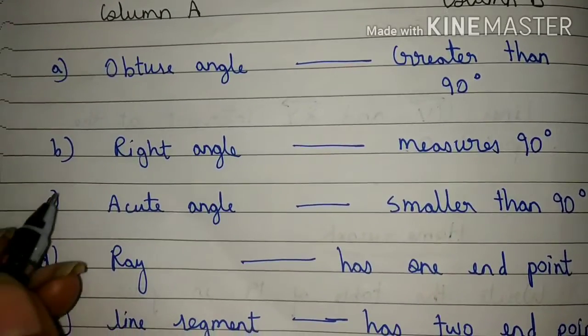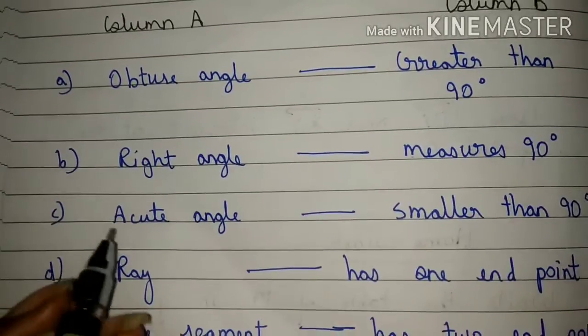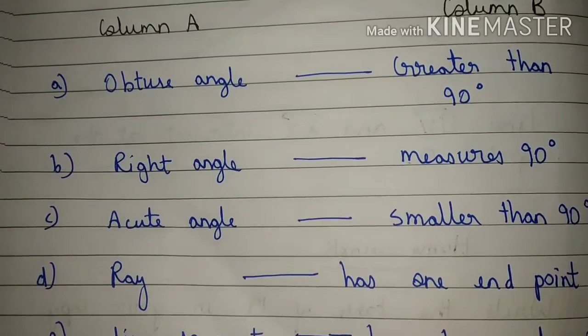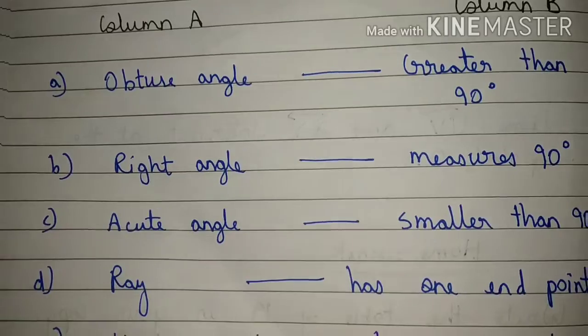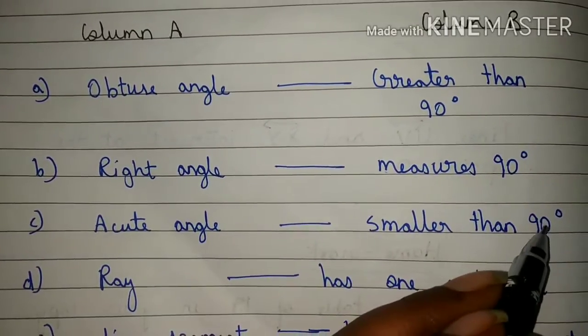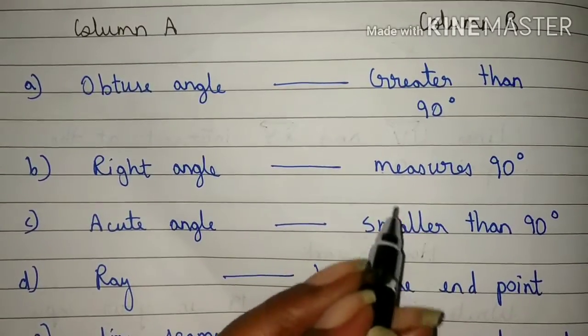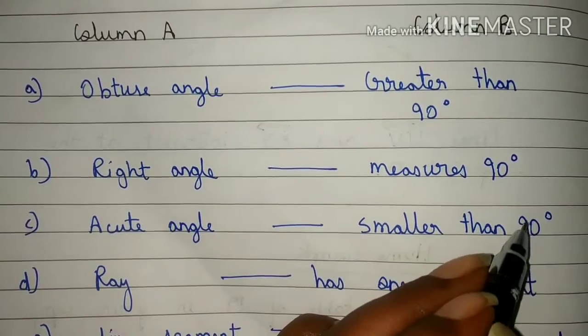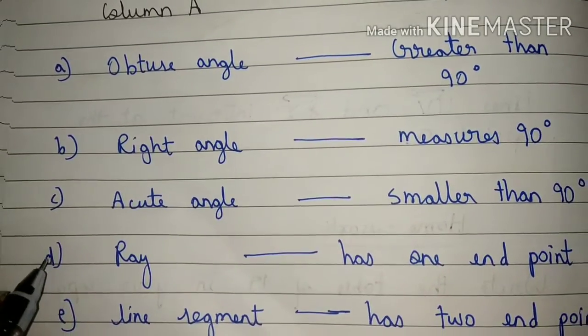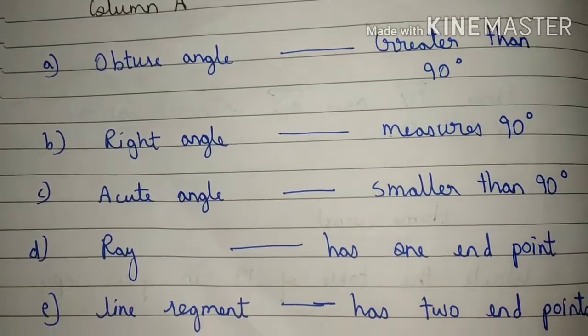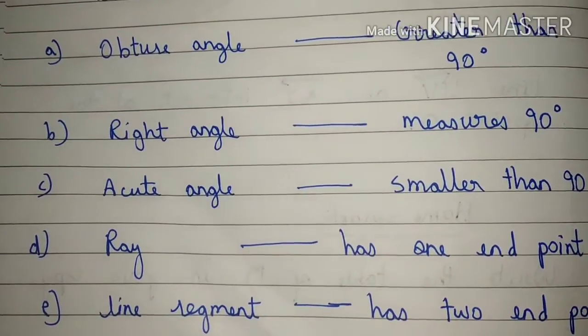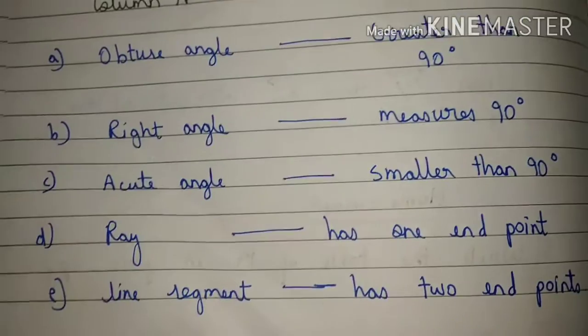Students, now come to C part. Question is acute angle. Students, we know that acute angle is the angle which measures smaller than 90 degree. So, correct answer is smaller than 90 degree. Students, now come to D part. Question is ray. Students, we know that ray has one endpoint.